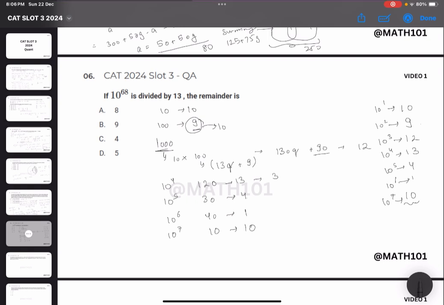So 10 to the power of 1, 7 and each of these, the remainder would be 10. For 10 to the power 2, 8 and so on, the remainder would be 9. For 10 to the power 68, 68 is 6 into 11, so 11 complete cycles plus 2. So we will have the remainder 9. The answer is B.